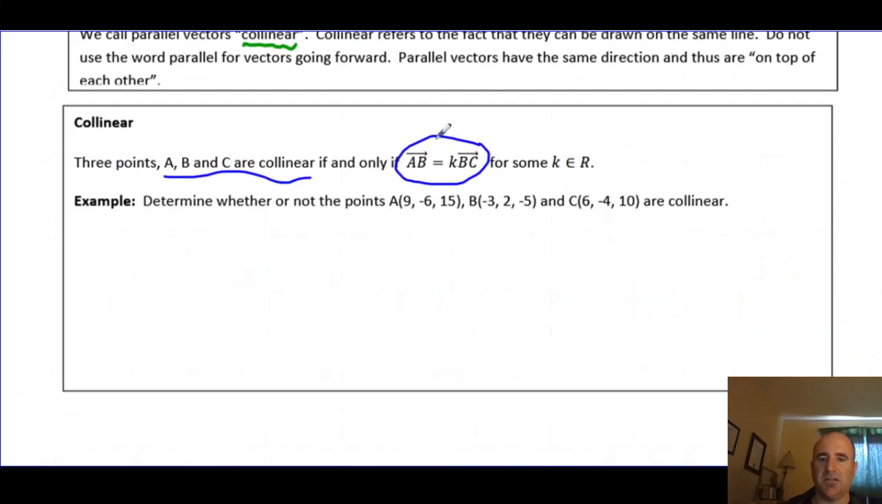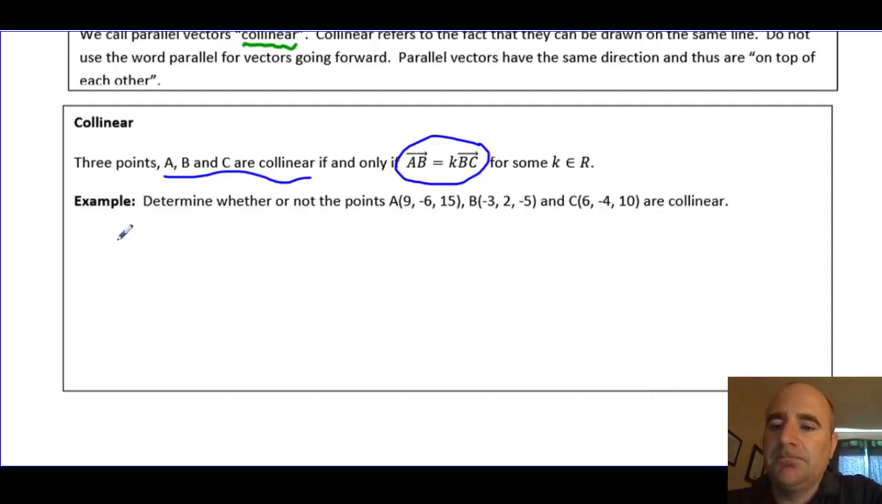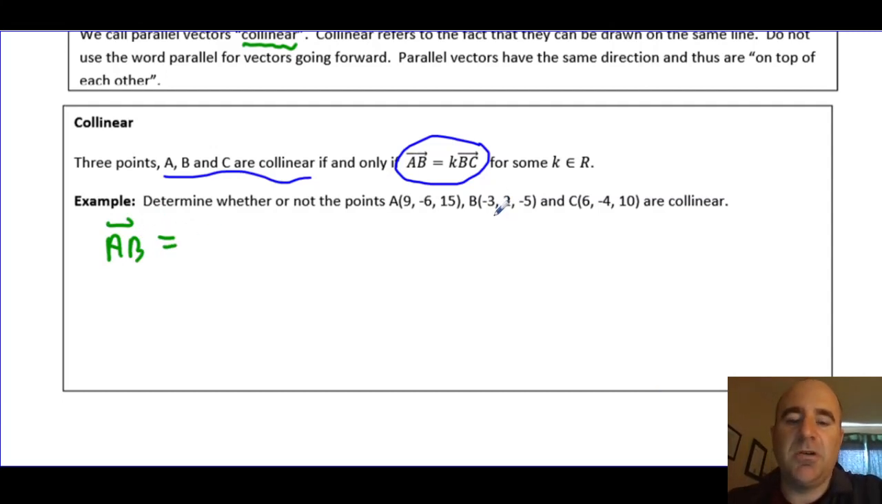So let's apply this theorem to this example with these 3 points. Determine whether these 3 points in space, whether we could draw a line through them all. So we start by finding vector AB. We do that again by subtracting the vector numbers in A from the vector numbers in B.